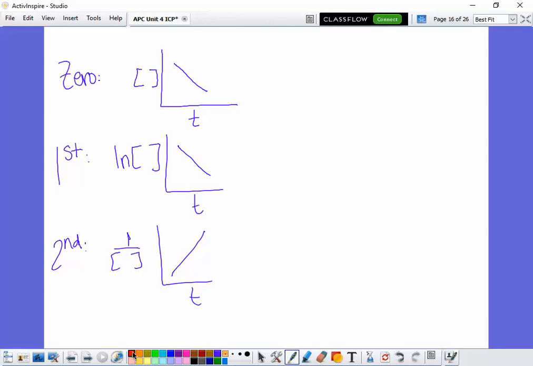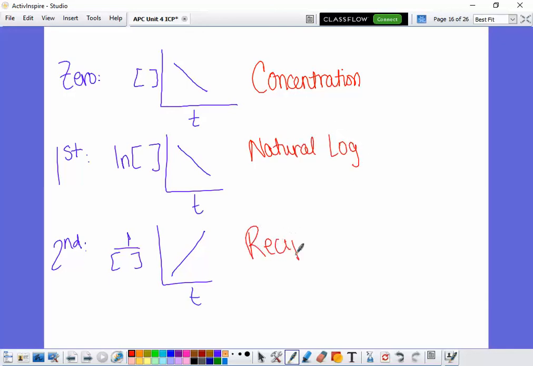So concentration, natural log, reciprocal. And I'm making a point to write reciprocal and not inverse because then it's in alphabetical order. To help you remember, 0, 1, 2: concentration, natural log, reciprocal. To help you remember the order that they should go in. Okay?